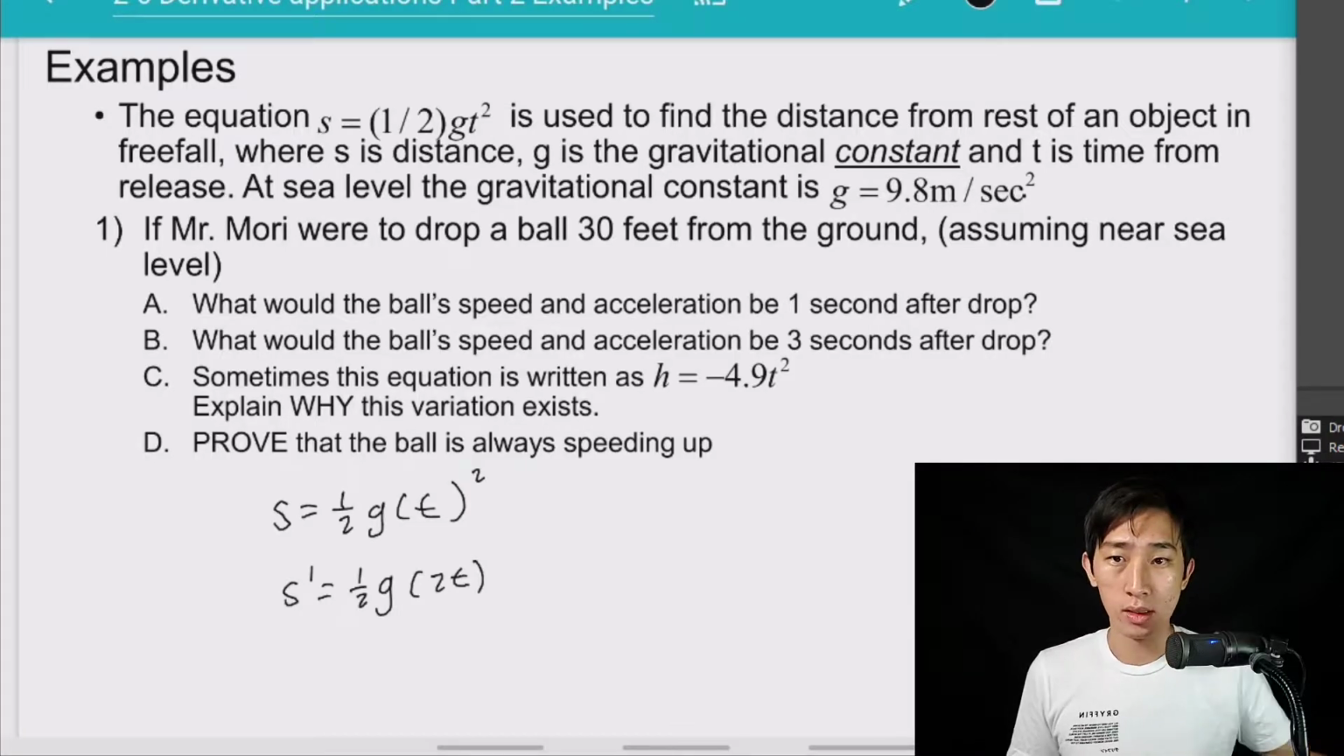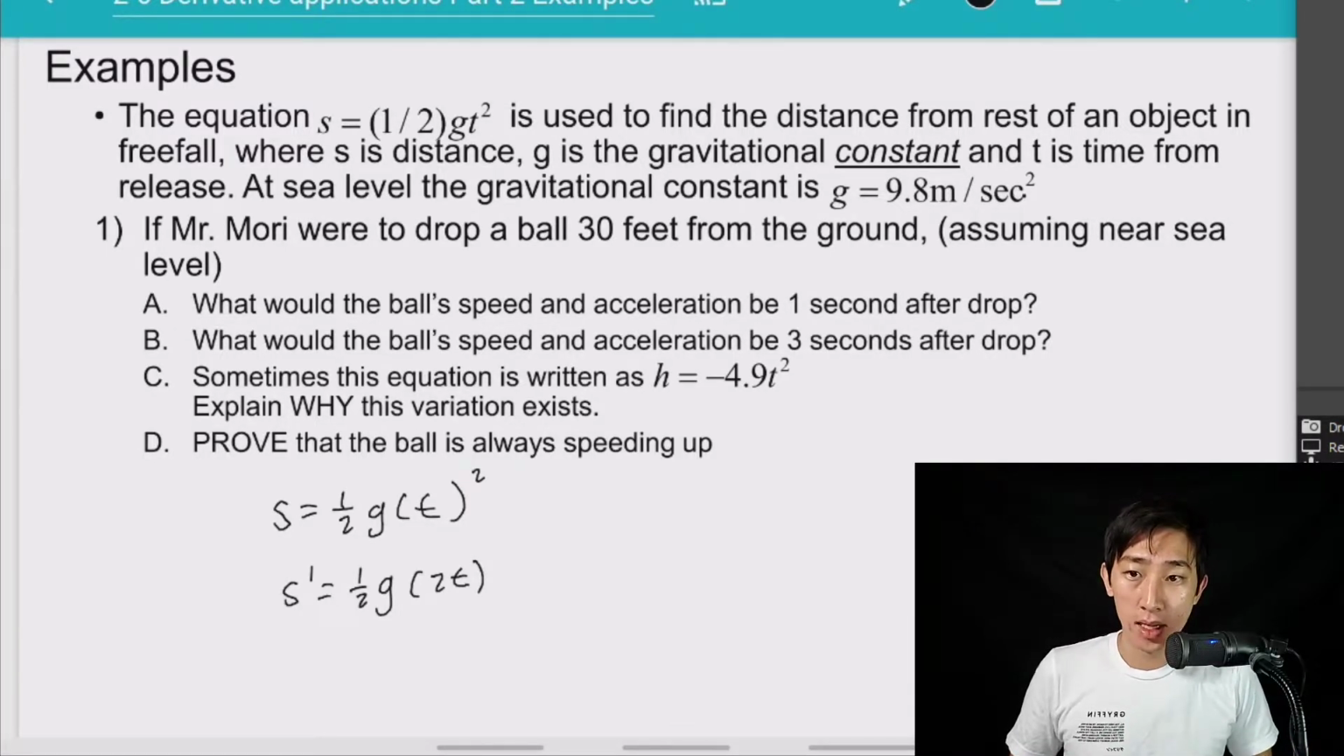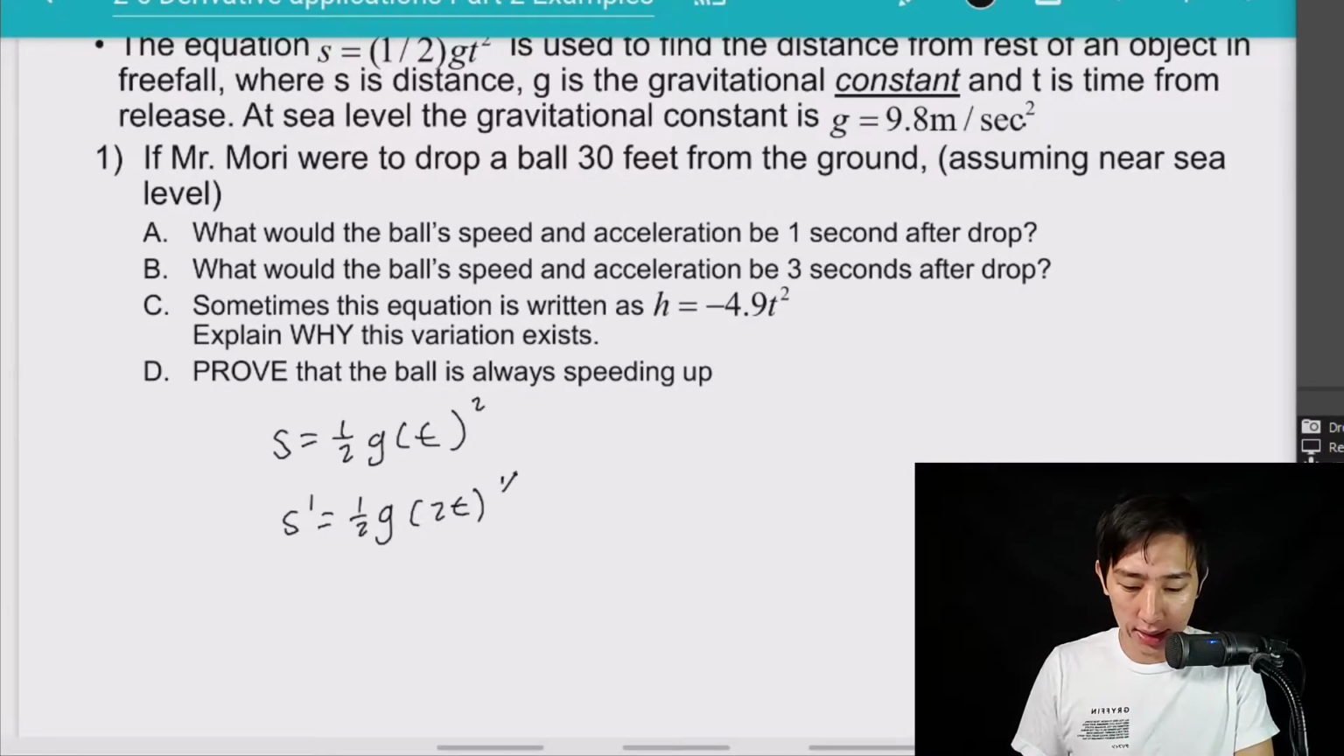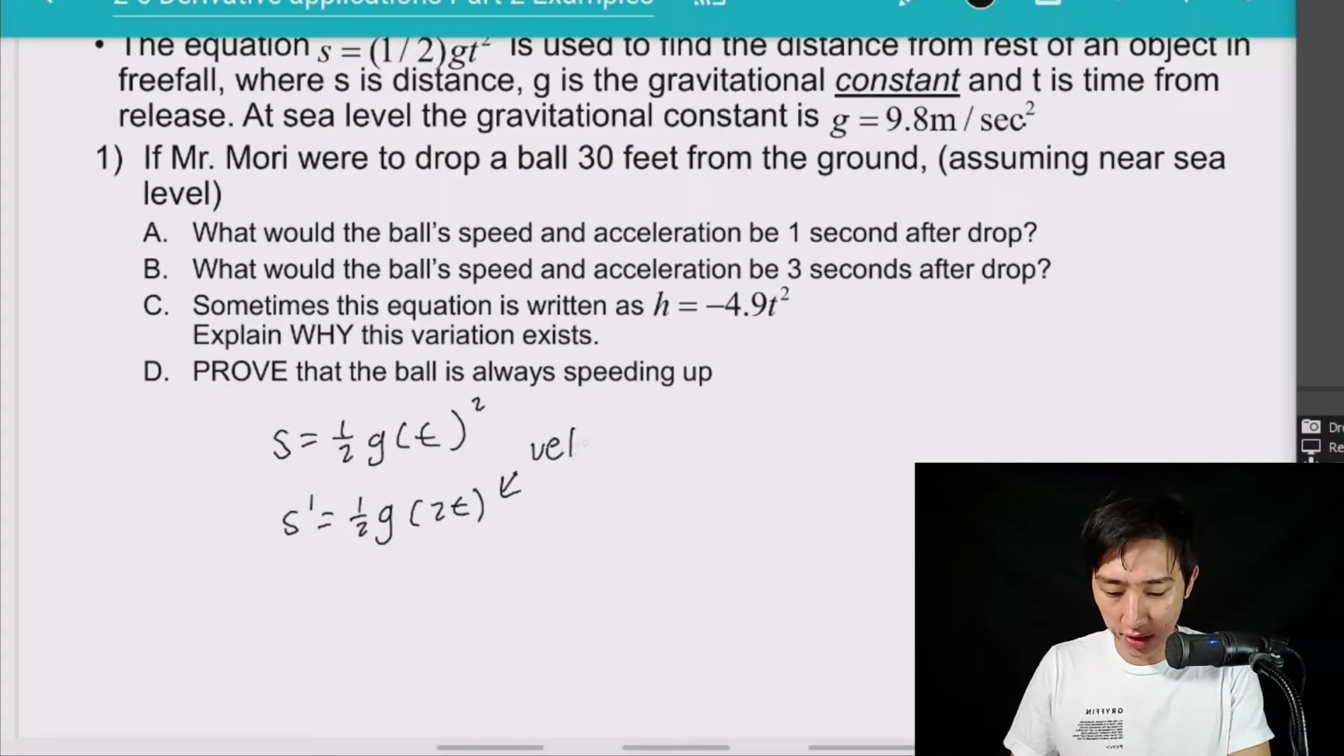Just because it's a letter does not mean that it's necessarily a variable. Context really does matter here. So this is my S prime. And one of the things that I like to do is I actually like to label what it is. This is my velocity function.